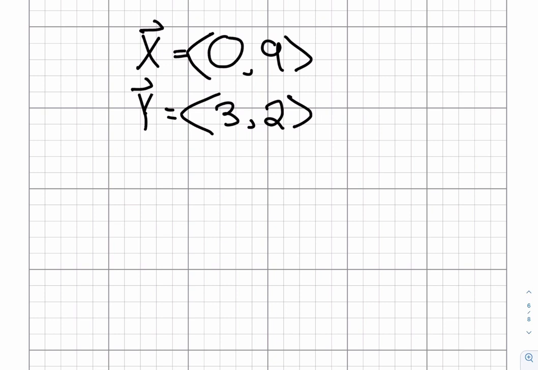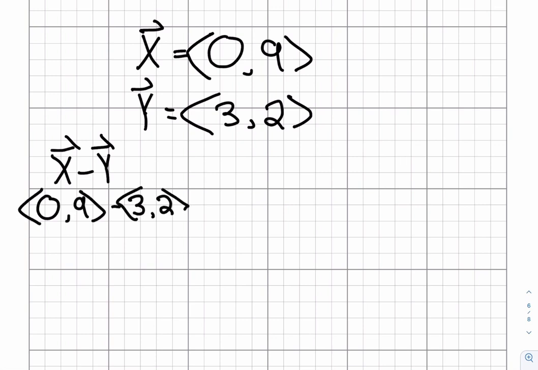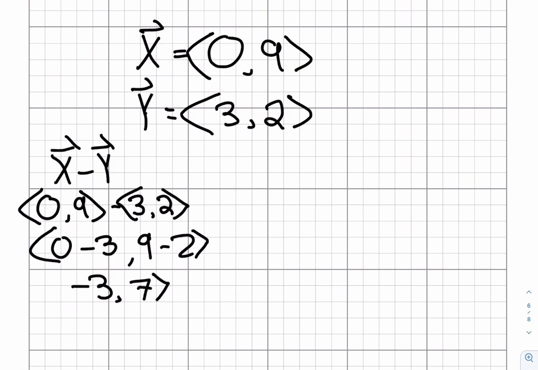Now, let's try doing vector subtraction only with numbers. Let's do x minus y. That becomes 0, 9 minus 3, 2. This becomes 0 minus 3, 9 minus 2. Then this becomes our resultant vector, -3, 7.